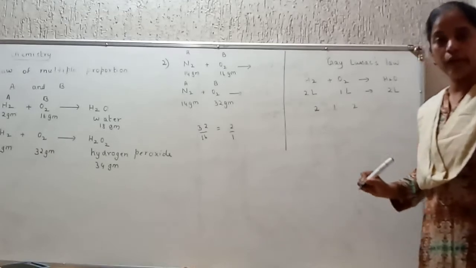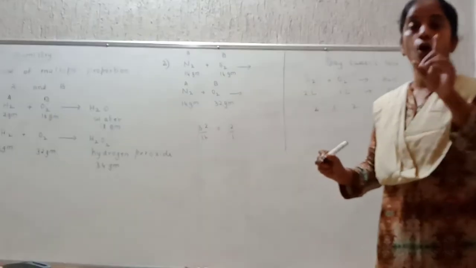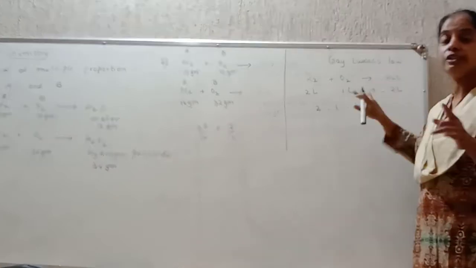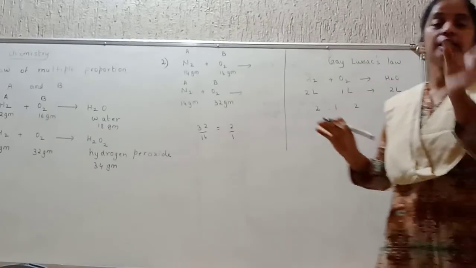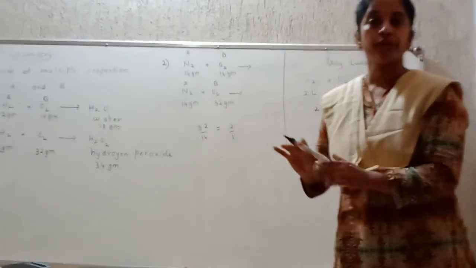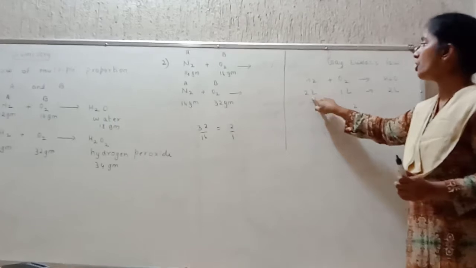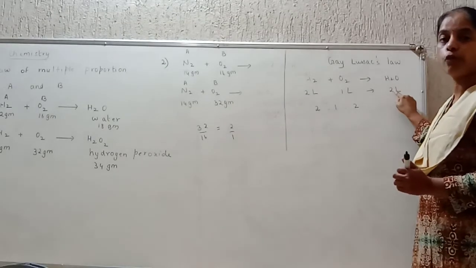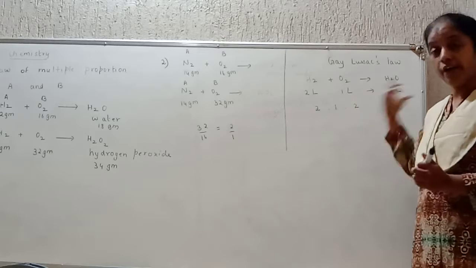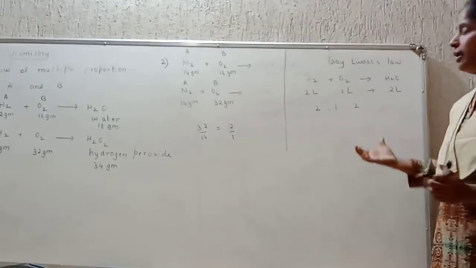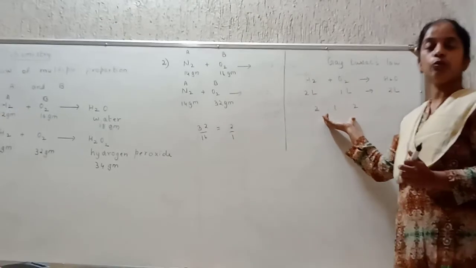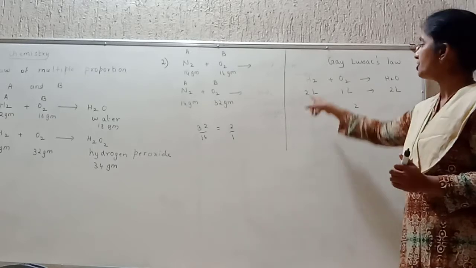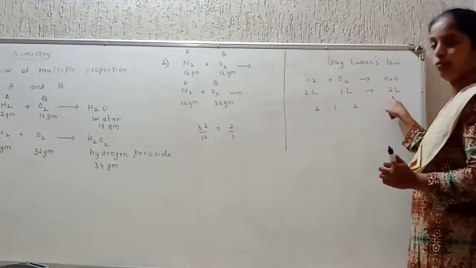When gases either combine or are formed, they do so in a simple ratio by volume. That means if you take 2 liters of hydrogen and 1 liter of oxygen, we definitely get 2 liters of water vapor. What is the ratio? They do so in the simplest ratio by volume, and that is 2:1:2.